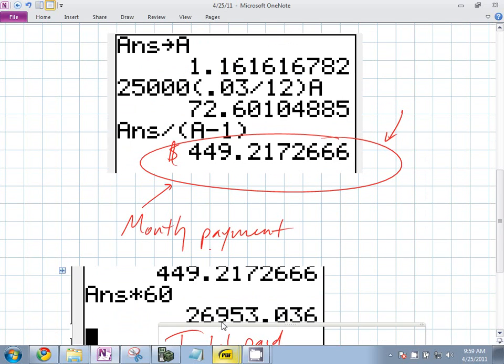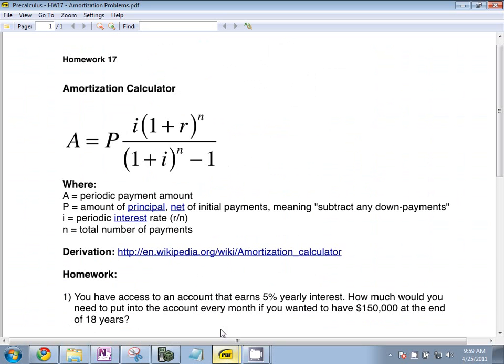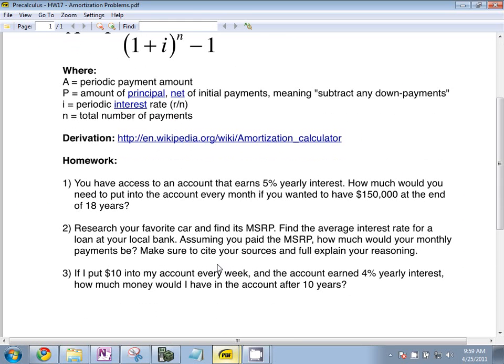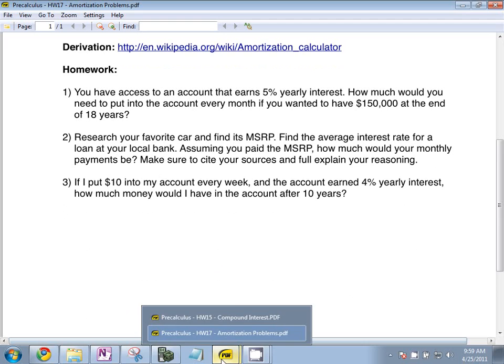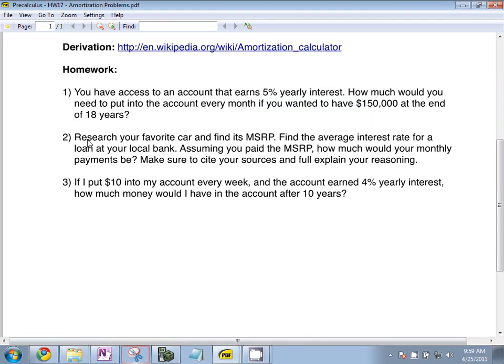$449 just for the car payments. Wait, so is that a monthly payment? So you divide by 12? No, that is how much you pay each month. It tells you directly how much you pay each month. Okay, so which one do you want to do next? 3 or 1? 1. Nope. 3. So why do you have that? Well, you know, I have to direct it. We're going to spend a long time on number 1.